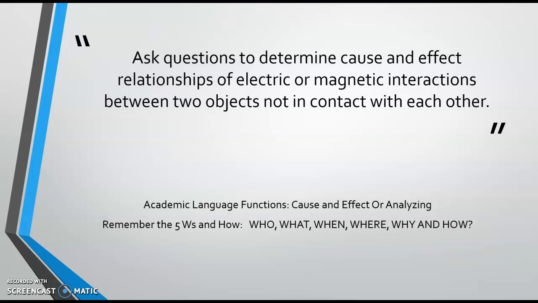So when you look into your academic language functions, you're going to use that cause and effect, or you're going to also look into analyzing why. So remember the 5 W's and the how. Who, what, when, where, why, and how. You know, what is creating this force to move? What distance can we get a better force? Or what distance will the force come? Why? If we use different magnets, can we attract bigger items or smaller items based on their strength? And how? How does it work?